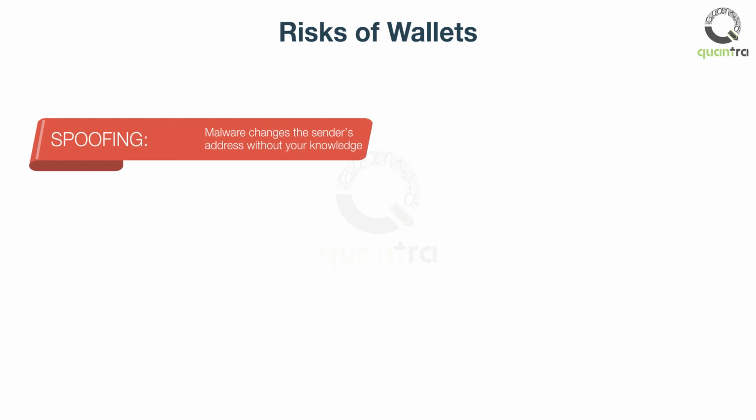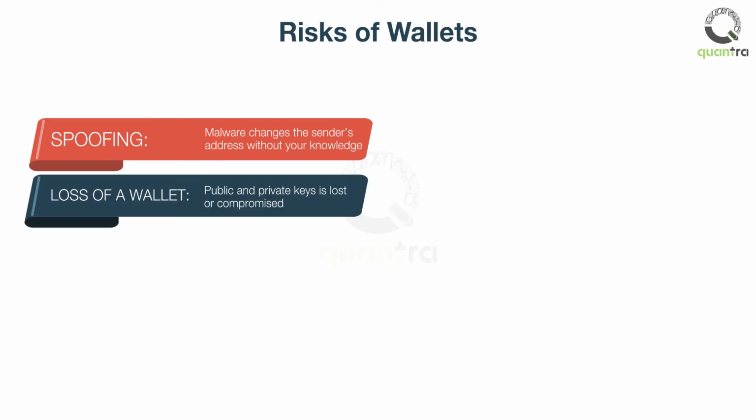Spoofing: this happens when a malware changes the sender's address without your knowledge. Loss of a wallet: the wallet information containing your public and private keys is lost or compromised. Since most people save their private key on their local system, if that system crashes for some reason, then there is no way to recover the lost money.